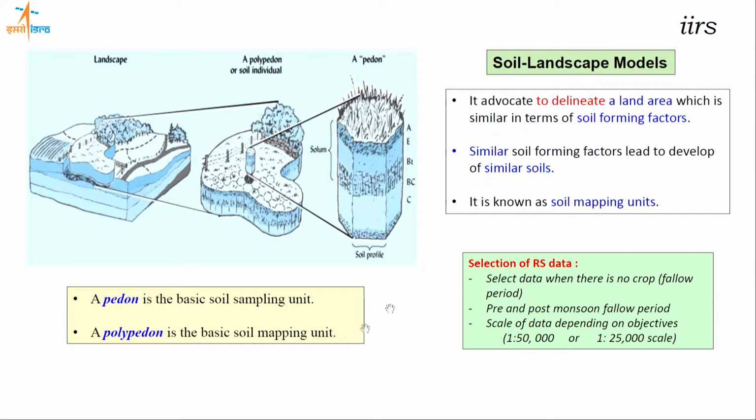Then the question comes, when to take the satellite data? You take the remote sensing data when there is no crop, and in general we say you take two times satellite data, pre-monsoon and post-monsoon. And the scale of the data depends on your objective.